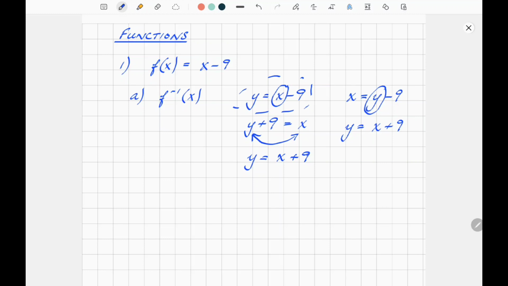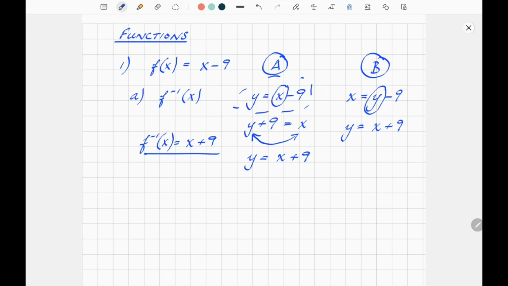Does that make sense? So there's A or B. They give you the same result. It's just a choice of whether you swap at the beginning or swap at the end. And so the inverse function of x equals x plus 9. Does that make sense?